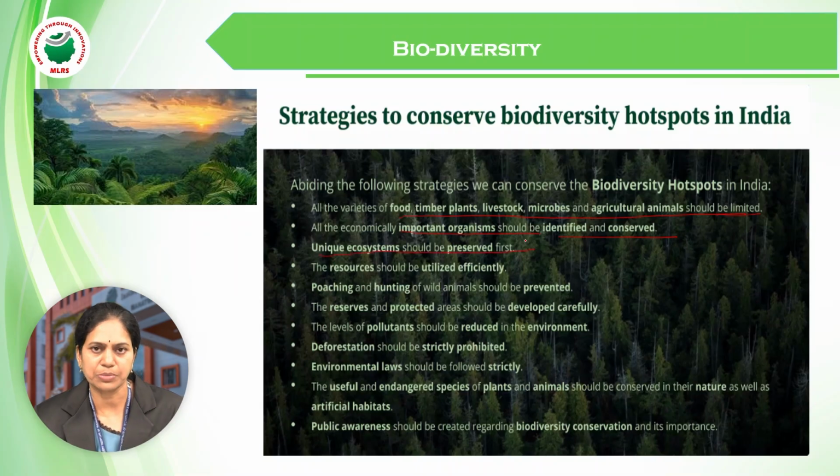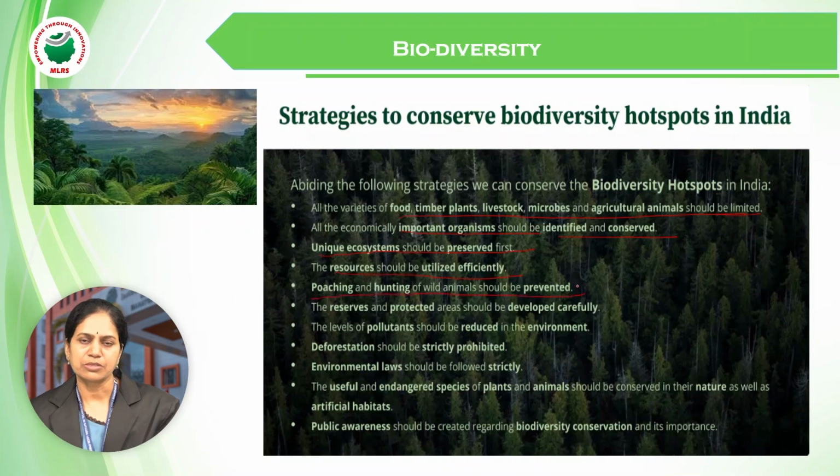Unique ecosystems should be preserved first. Whatever we feel is a unique, something special ecosystem, has to be preserved. Then the resources should be utilized efficiently. Then only will our dependence on nature reduce, and definitely it's a way of conservation of ecosystems. Poaching and hunting of wild animals should be prevented. These should be completely prevented, or proper action should be taken to prevent all these poaching actions.